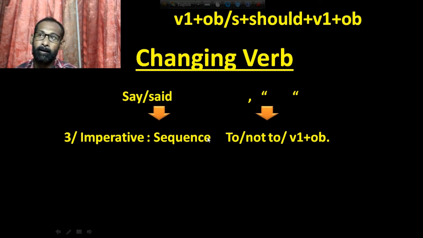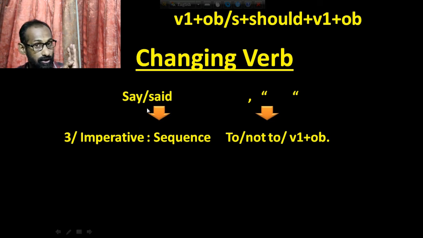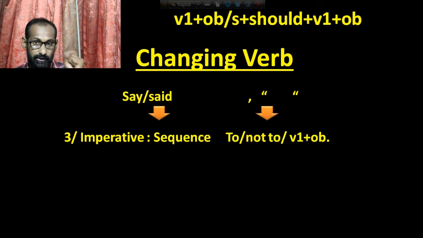That means I have written just sequence. For example, I told you, give me a glass of water. That means I am giving you the order. So here is sequence. That means you have to use sequence instead of say or said. For order, that means adesh, you have to use order. Onurod, you have to use request. Ichha, you have to use wish. Prarthana, you have to use prayed.